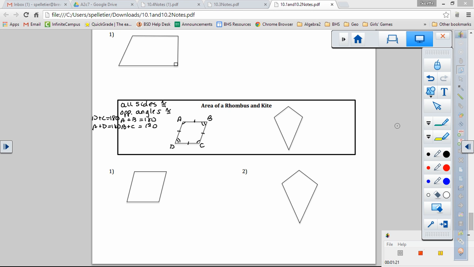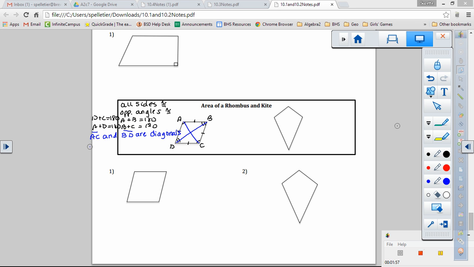The most important thing about a rhombus, though, is that they have these two things called their diagonals. So this segment AC and segment BD, those are called diagonals. So AC and BD are diagonals. Here's what you need to know. The diagonals are bisected into two equal parts.